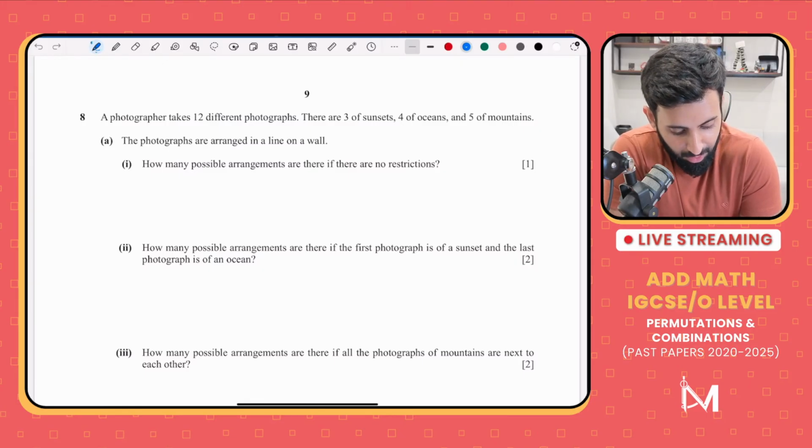Acha. So a photographer takes 12 different photographs. There are 3 of sunsets.